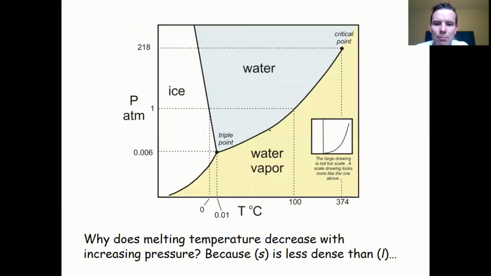And this explains why the slope of the solid-liquid phase boundary in the phase diagram of water is negative. Why does the melting temperature decrease with increasing pressure? Well, it's ultimately because the solid is less dense than the liquid, as almost always seems to be the case with water.